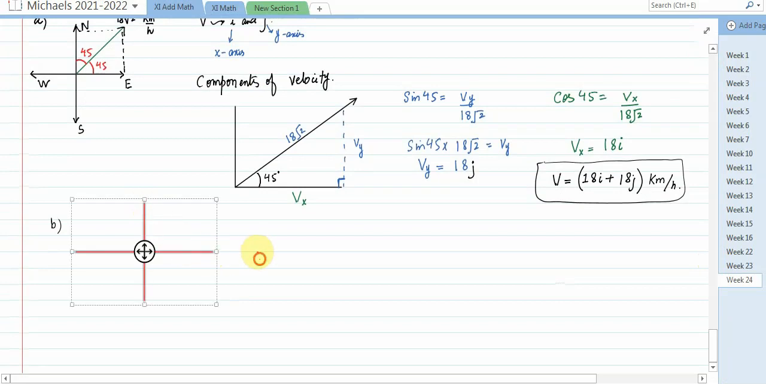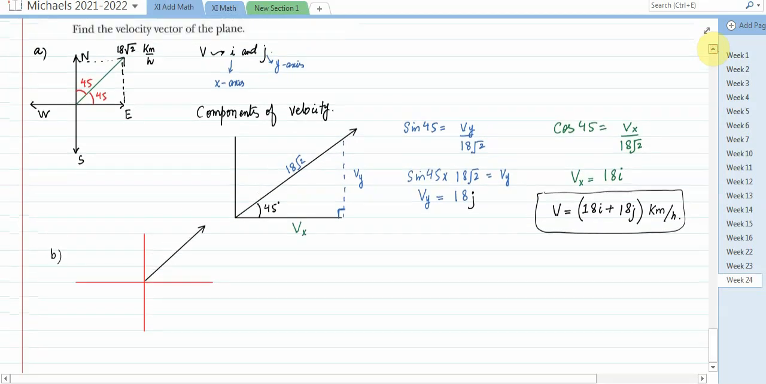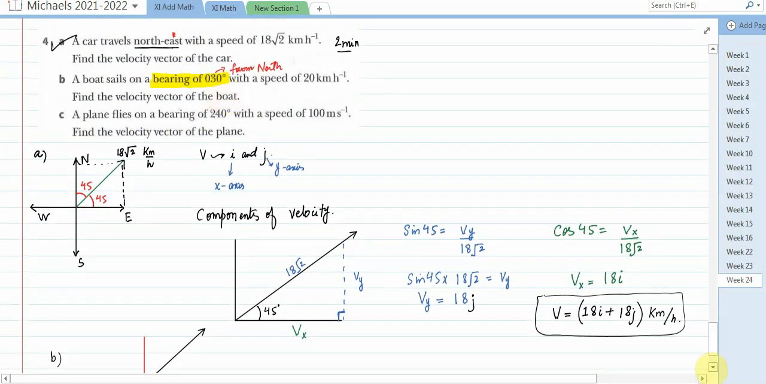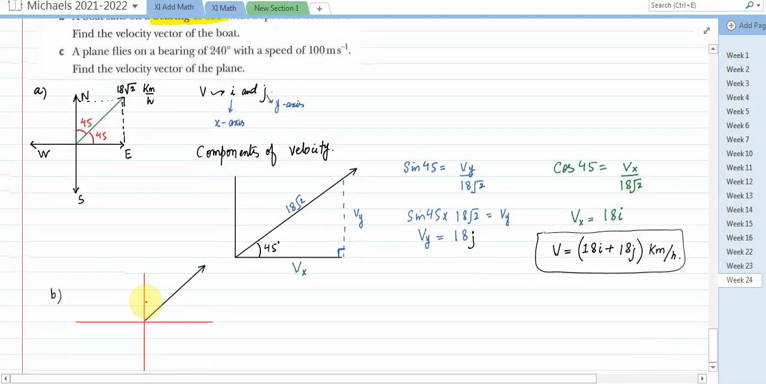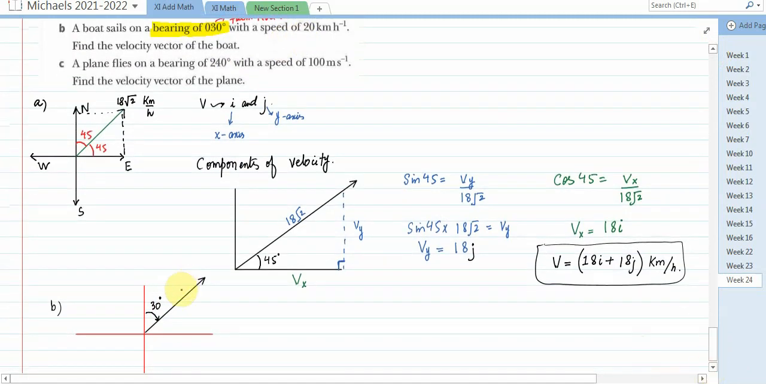That is my coordinate axis, okay? And we have a velocity vector, right? The bearing given is 30 degrees, 030. That means this angle we have is 30 degrees. All right. The speed of the boat is 20 kilometers per hour, so the magnitude is 20.